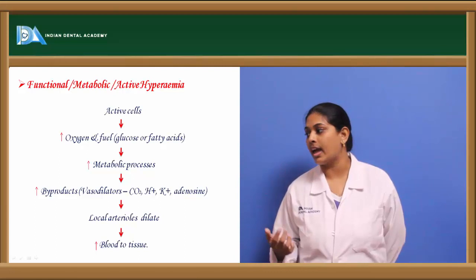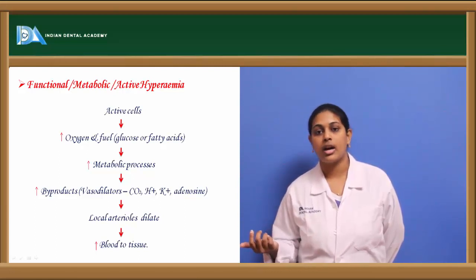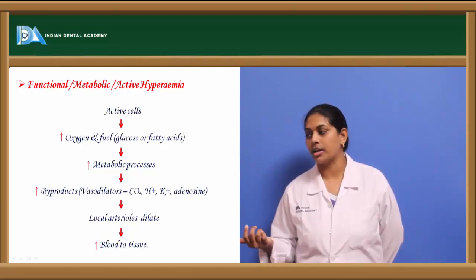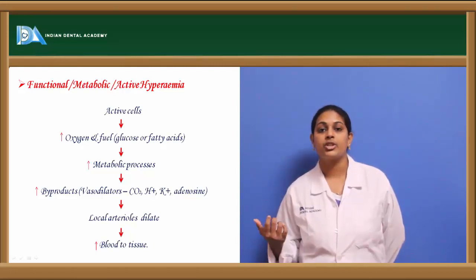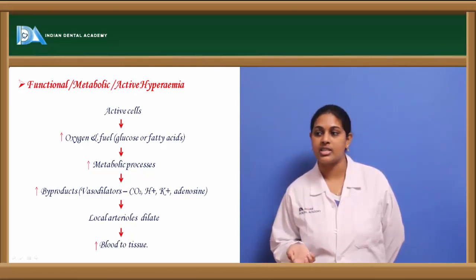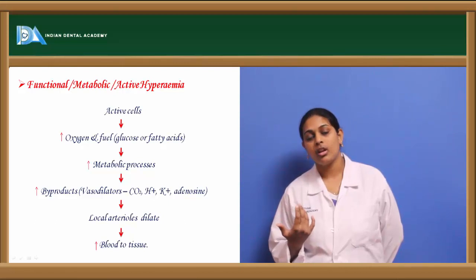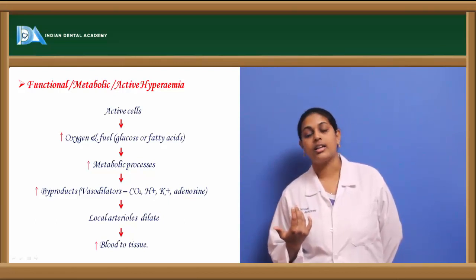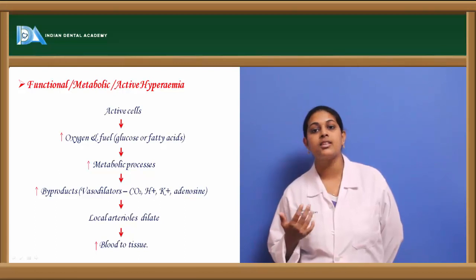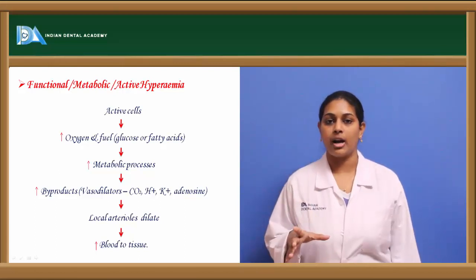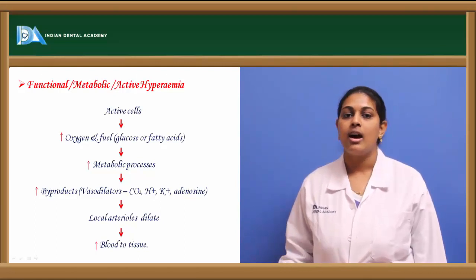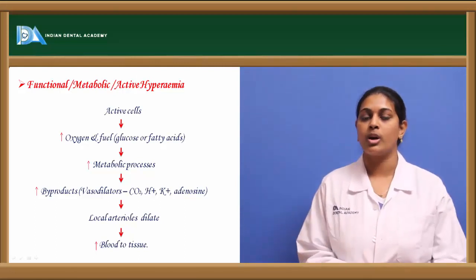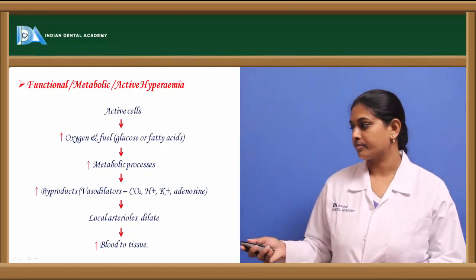These byproducts act as vasodilators. Among them, certain vasodilators are carbon dioxide, hydrogen and potassium. These structures act as vasodilators, that is, they increase the size of the blood vessel, by which there is dilation of the local arteries, that is, the arterioles dilate. That means since there's a large space for the blood to flow, there's increased blood flowing through these dilated arterioles, and ultimately there's an increase in the blood flow. This is what happens in hyperemia.